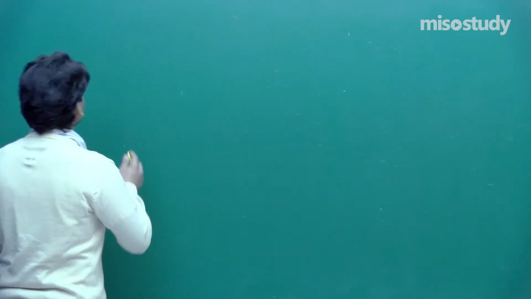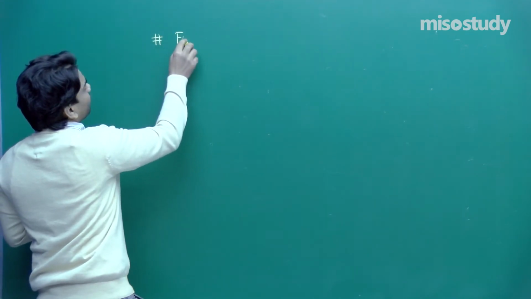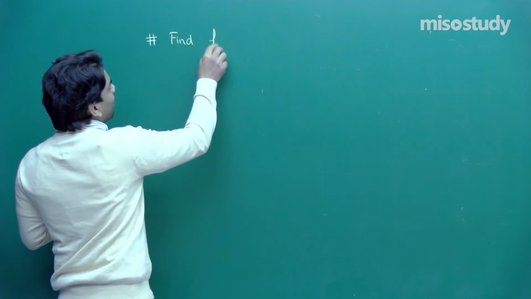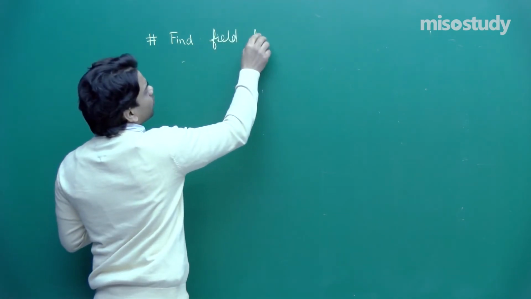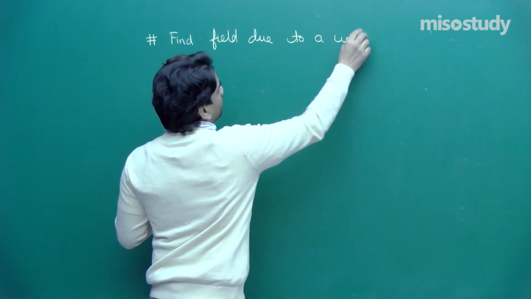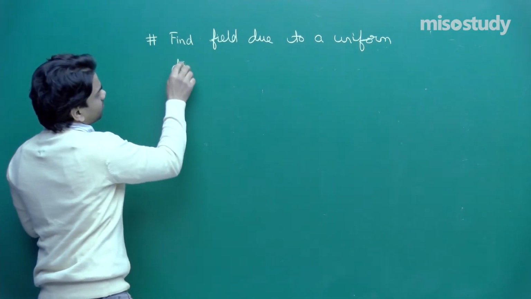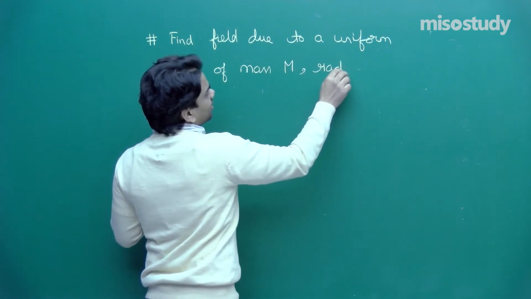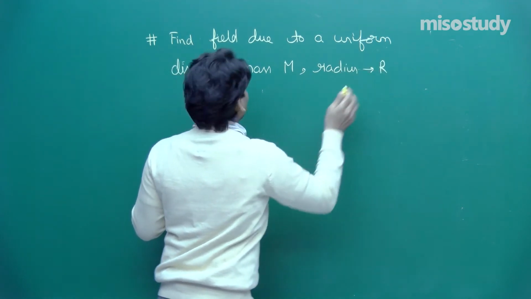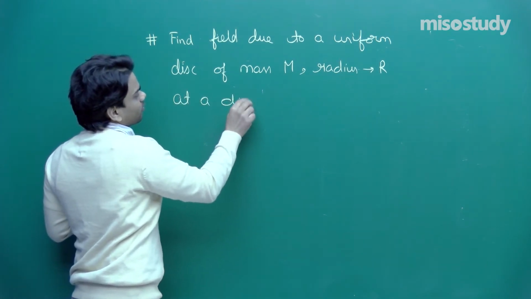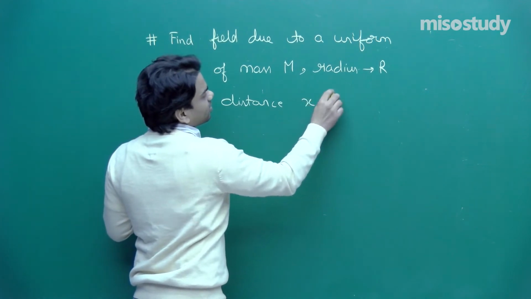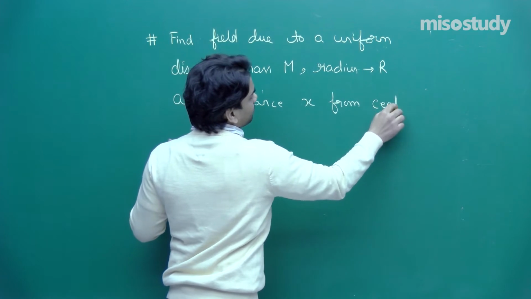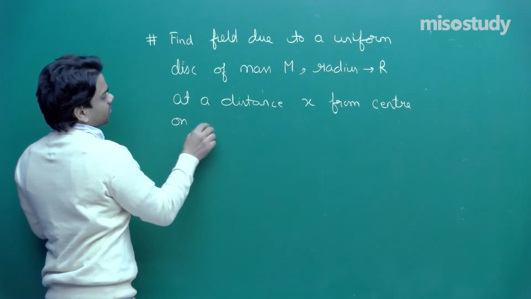Let's see how to find out the field strength due to a disk on its axis. The first question of the day: find the gravitational field due to a uniform disk of mass capital M and radius capital R at a distance x from the center on its axis. So this is what we have to do.